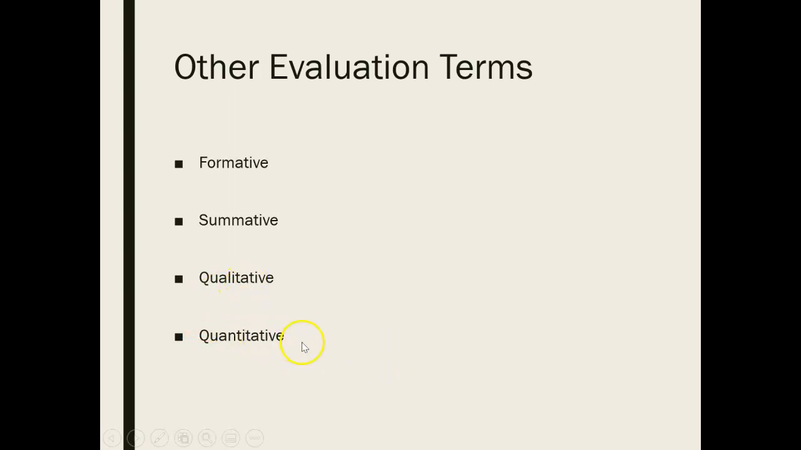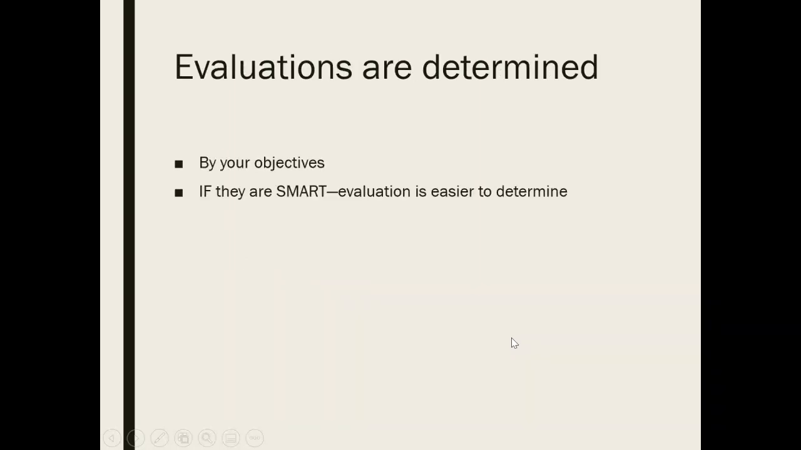Either qualitative or quantitative are good. They both give you data and they give you different types of data. Quantitative is a firm analysis, it's very concrete. Qualitative gives you a much more in-depth look at what people are thinking or feeling. So evaluations are basically determined by your objectives. If your objectives are SMART, the evaluation is easier to determine.